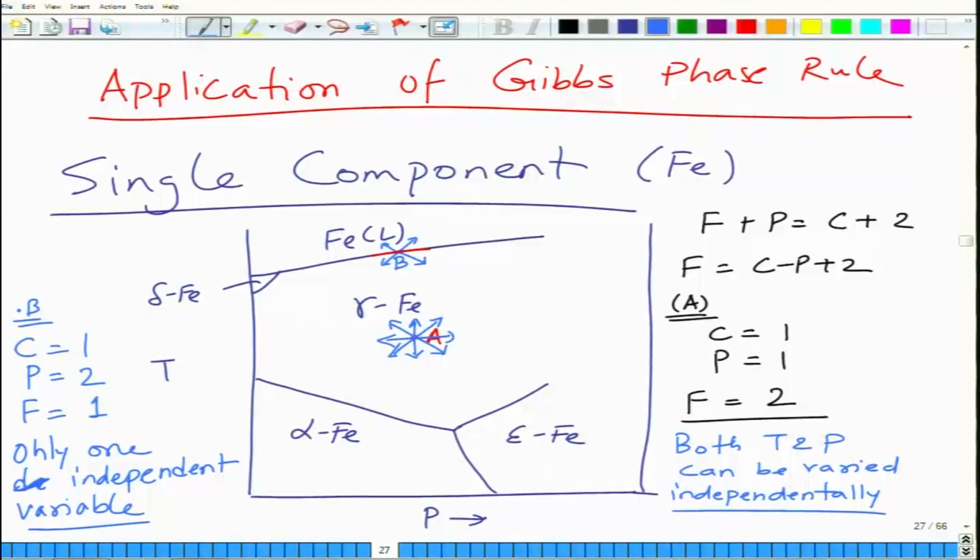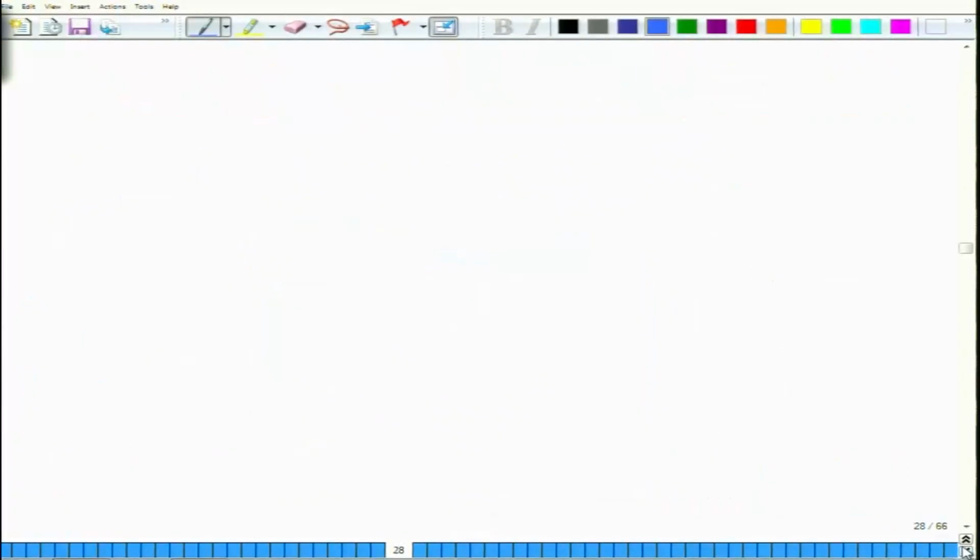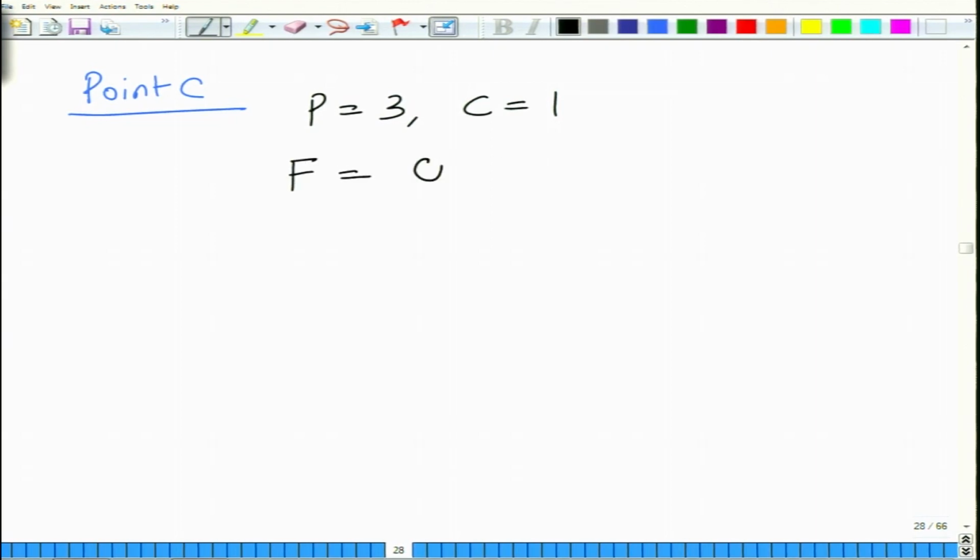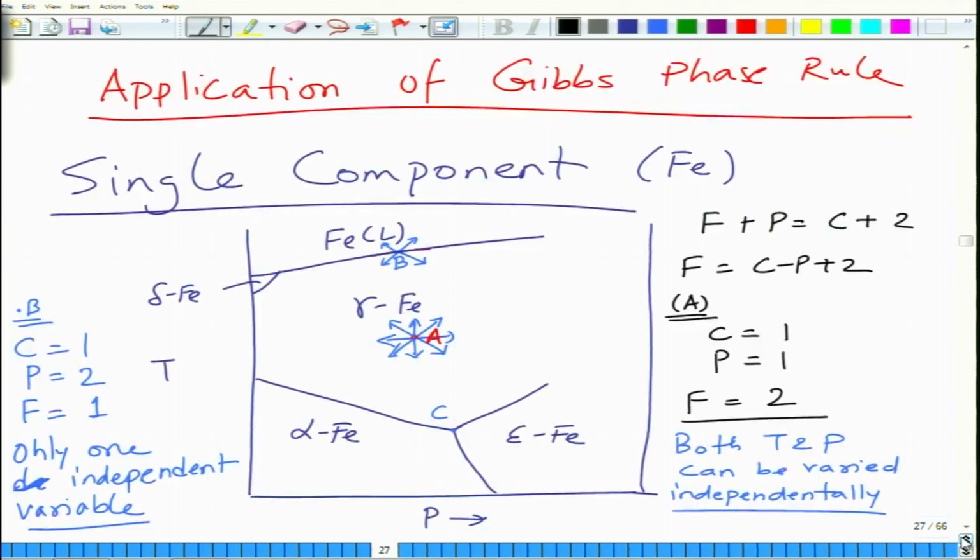So in a single component system, these are the two scenarios you have. At some point you can have triple phase, three phase equilibrium. So for example, a point like C, this is C point. At the point C, number of phases is equal to 3 and C is equal to 1. So F is equal to 0, which means there is no degree of freedom, and you can see that.